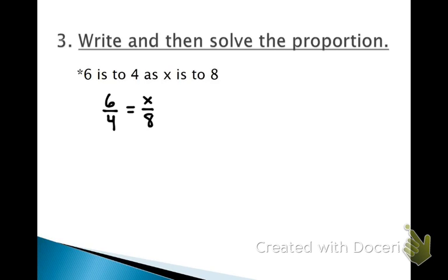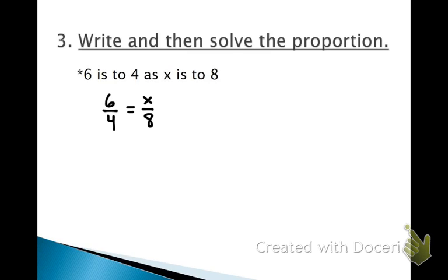Excellent job. Now, I do not care which way you come up with doing this. If you want to do it with the equivalent ratios, that's fine with me. If you'd rather do it with algebra, that's fine with me. But I want you to find this answer. What is x? 6 is to 4 as x is to 8.